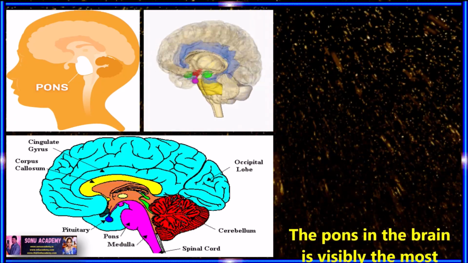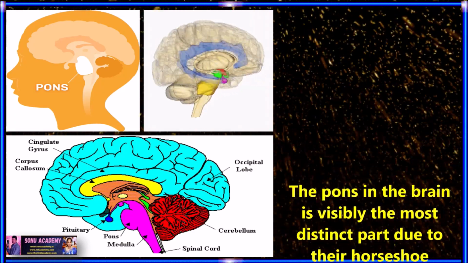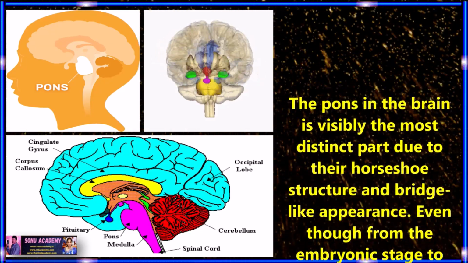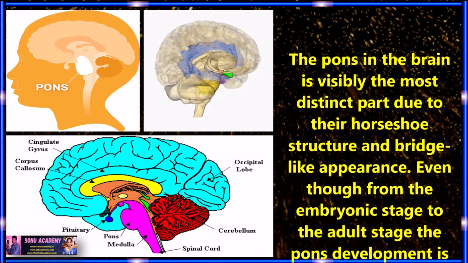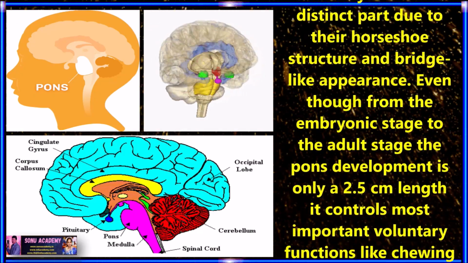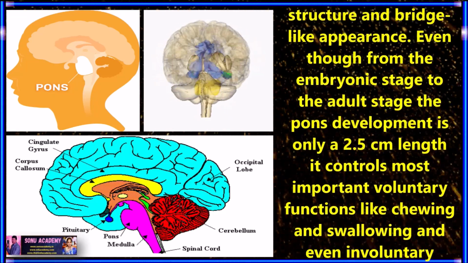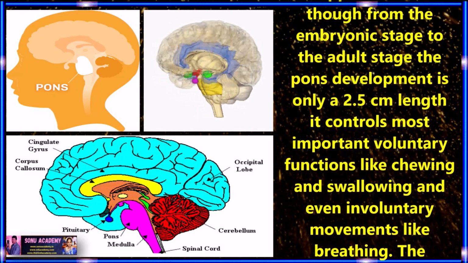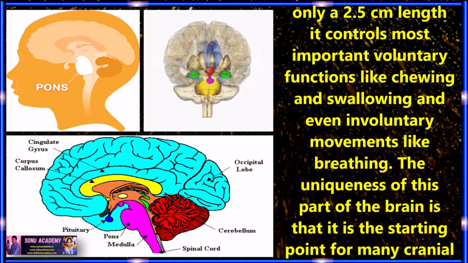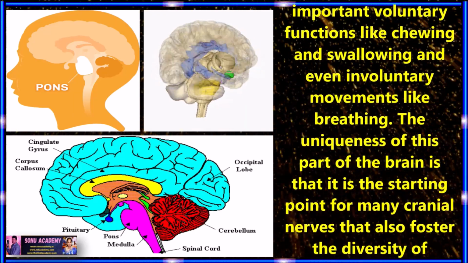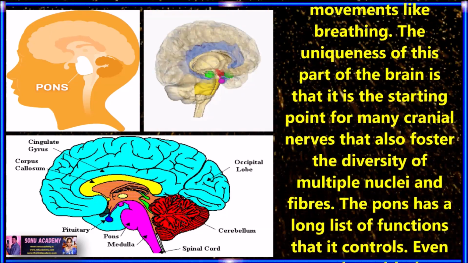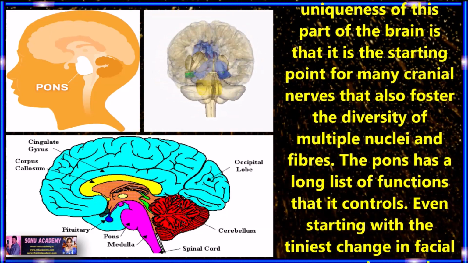Children, we conclude that finally the pons in the brain is visibly the most distinct part due to its horseshoe structure and bridge-like appearance. Even though from the embryonic stage to the adult stage the pons is only 25 millimeters in length, it controls most important voluntary functions like chewing, swallowing, and even involuntary movements like breathing. The uniqueness of this part of the brain is that it is the starting point of many cranial nerves that also foster the diversity of multiple nuclei and fibers.